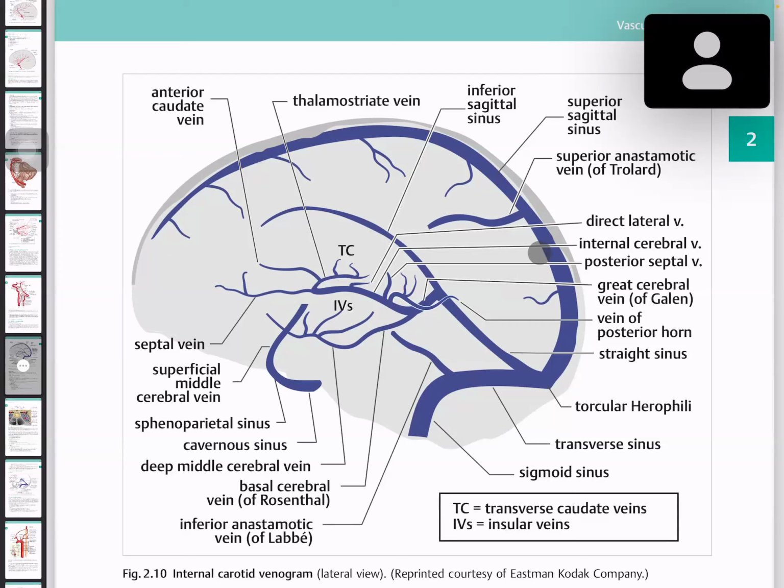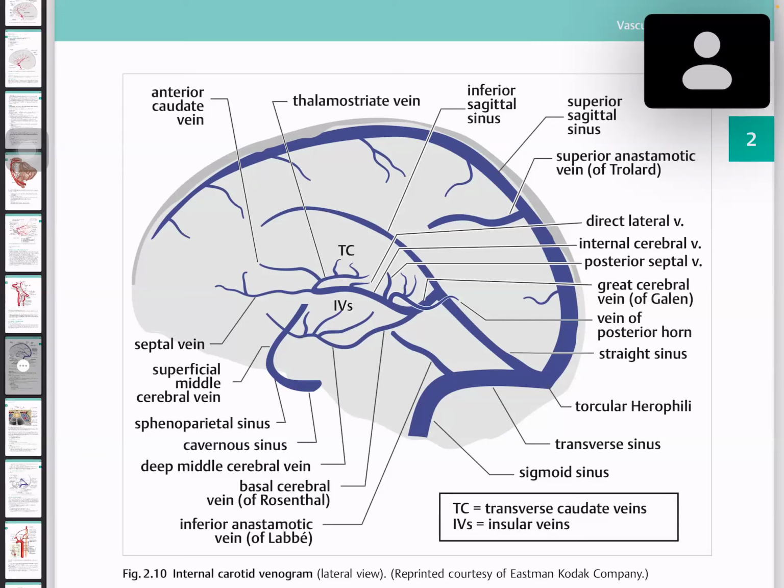And part of these veins, we can find the different anastomotic veins, amongst which we have the superior anastomotic vein, usually at the frontoparietal level, and we have also the inferior anastomotic vein. The superior anastomotic vein is initially called Trolard vein. Now we are trying to remove names from anatomic structures. And we have the inferior anastomotic vein, also called the vein of Labbé.